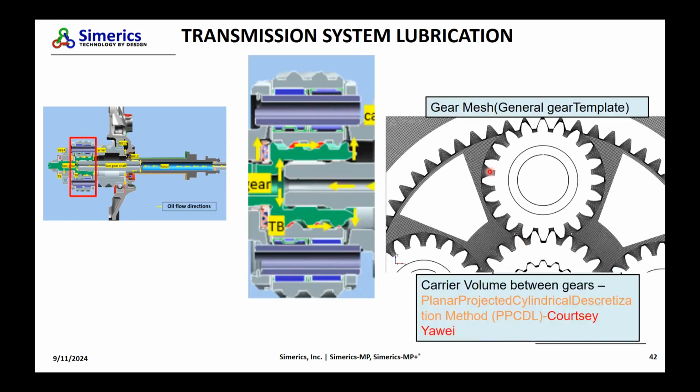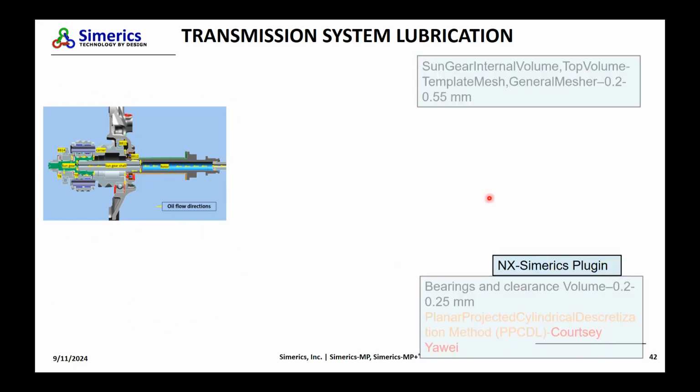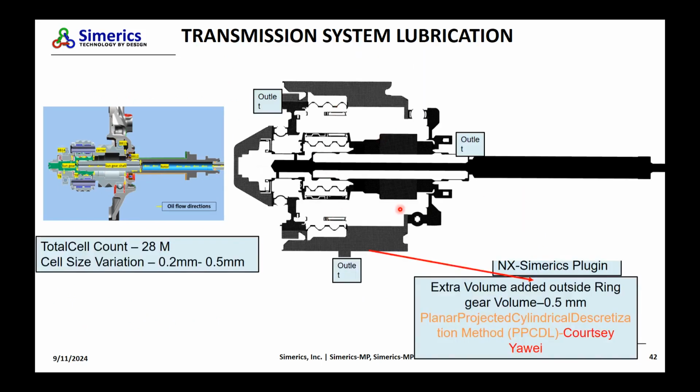This is the general gear template, the planetary gear system mesh that Raghu just described. So this is a 4-planet gear system, and we mesh this with the details as well. And then we have the section of the ball bearing here. And then this is the panoramic view, or the overall view of the system after we mesh it.